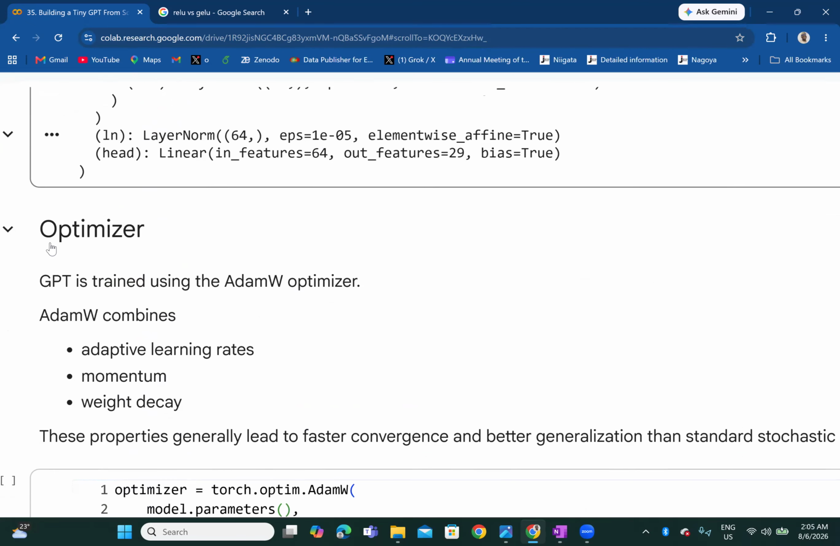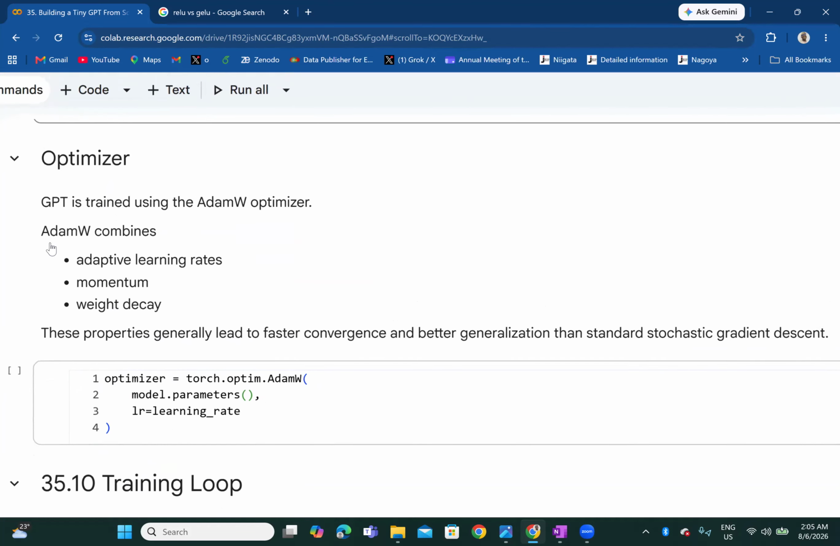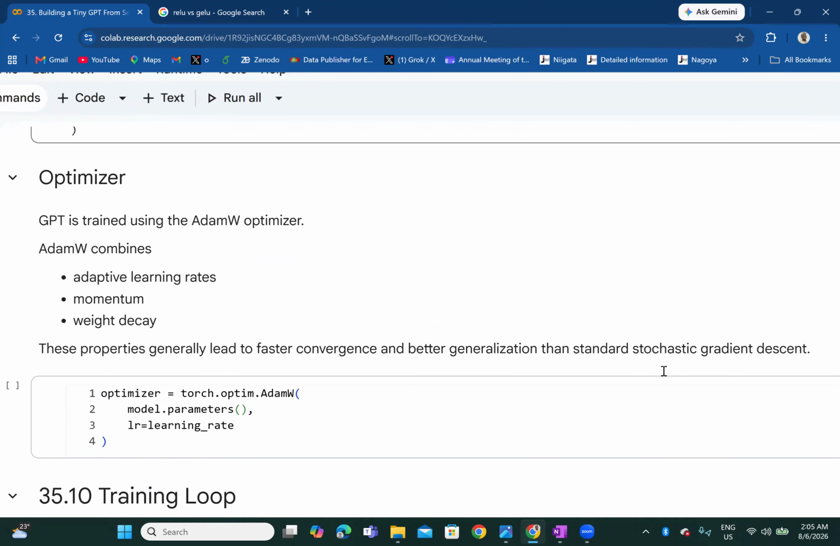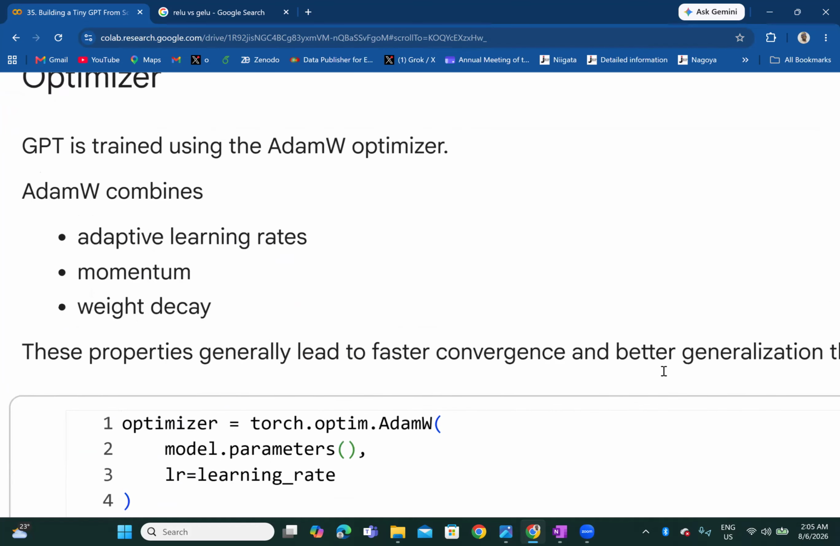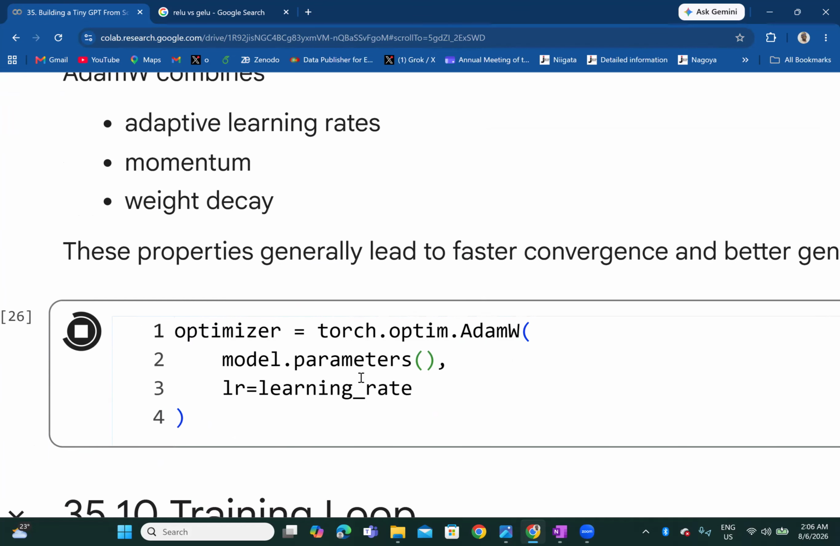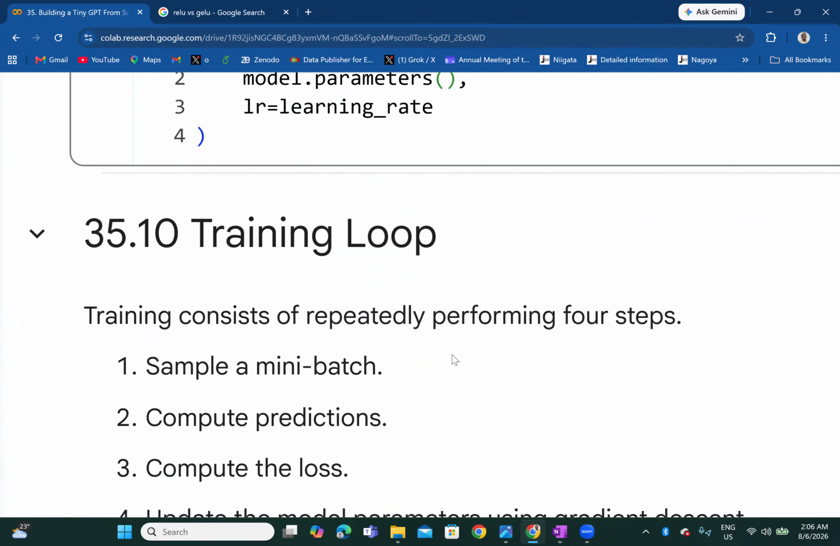Then we have the optimizer. GPT is trained using the AdamW optimizer. AdamW combines adaptive learning rates, momentum, and weight decay. These properties generally lead to faster convergence and better generalization than standard stochastic gradient descent. So for the optimizer, you have torch.optim.AdamW, with the model parameters and the learning rate which you already defined before. This takes a little bit of time, because it's like fine-tuning the process. So that's done now.